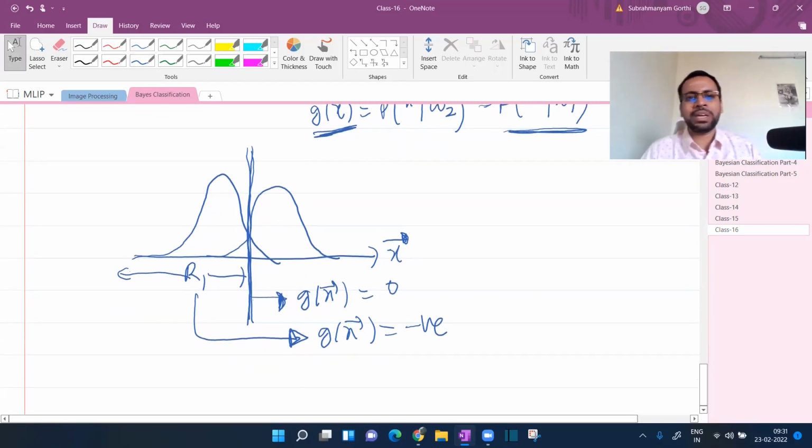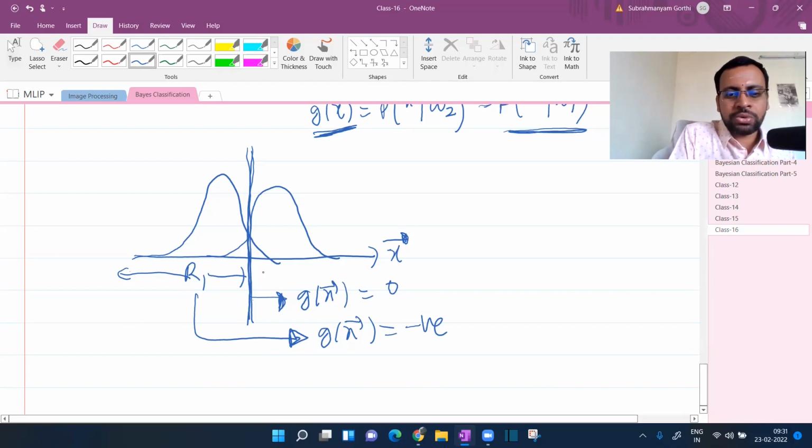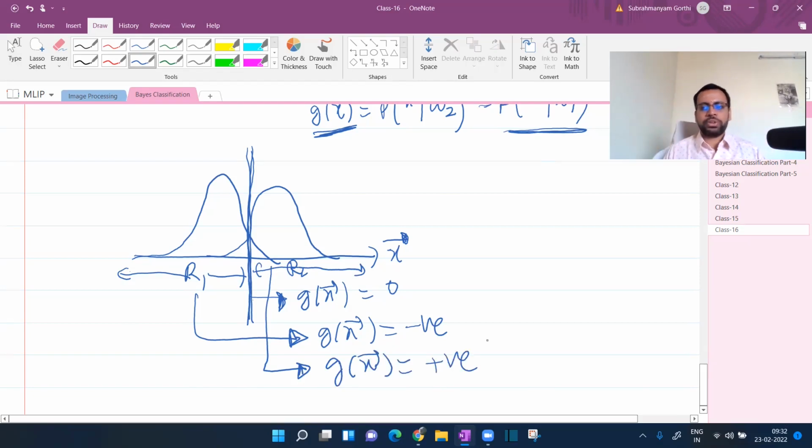Again, assume here that both the Gaussians have the same mean. What happens if they are of different mean? We will come to that in the upcoming classes. For now, assume that as you move towards 0 or minus infinity, your first Gaussian has more value than the second Gaussian, which will not always be the case. If you have varying variance or standard deviation values, that will come a little later. And now what about this region R2? g of x bar will be positive on this side.